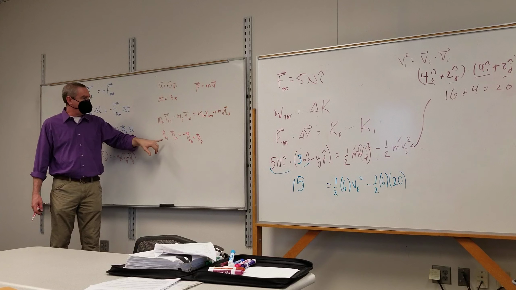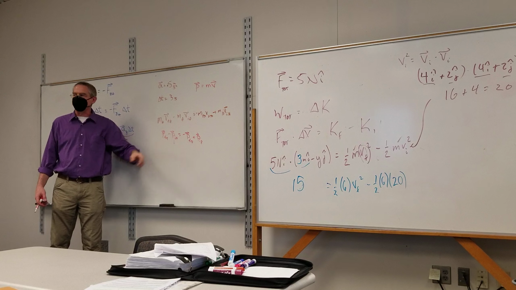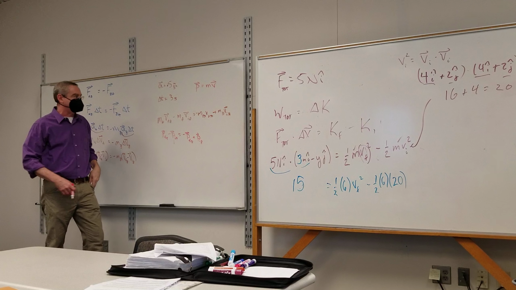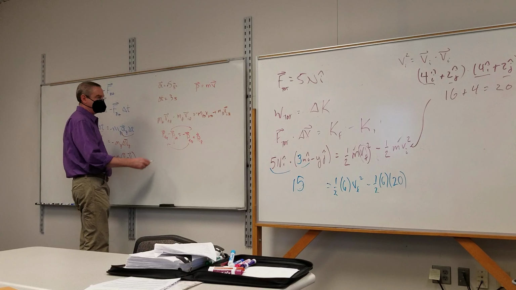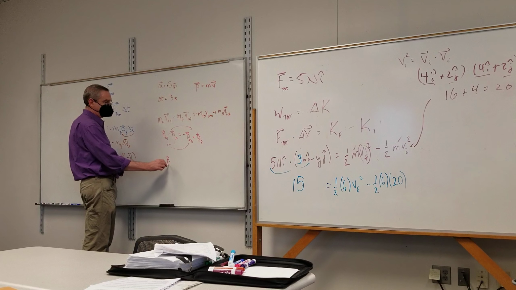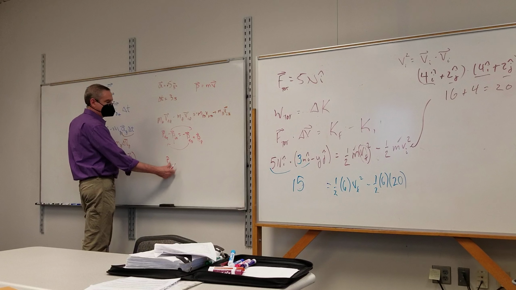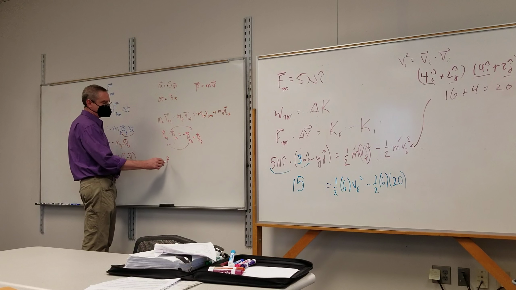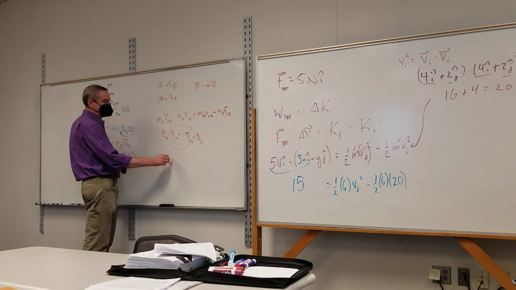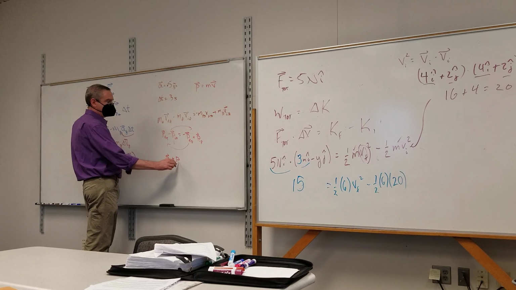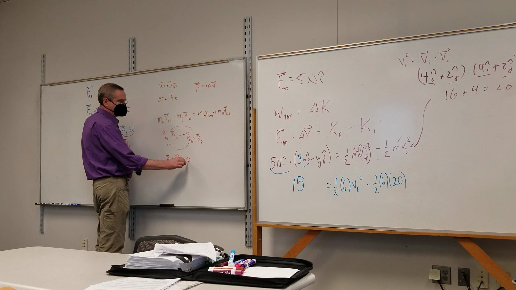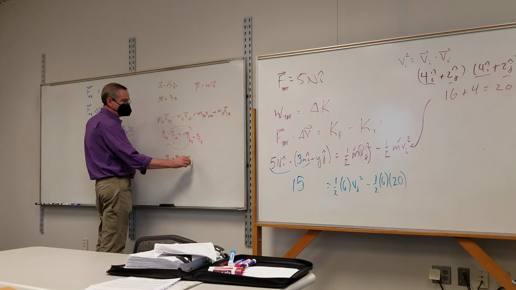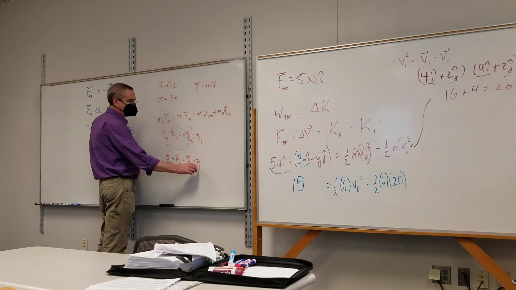And so now I've got finals and initials. Let's get all the initials on one side, all the finals on the other. So I'm going to add P initial A to both sides and add P final B to both sides. On the left-hand side, I get P final A plus P final B, is equal to P initial A plus P initial B.